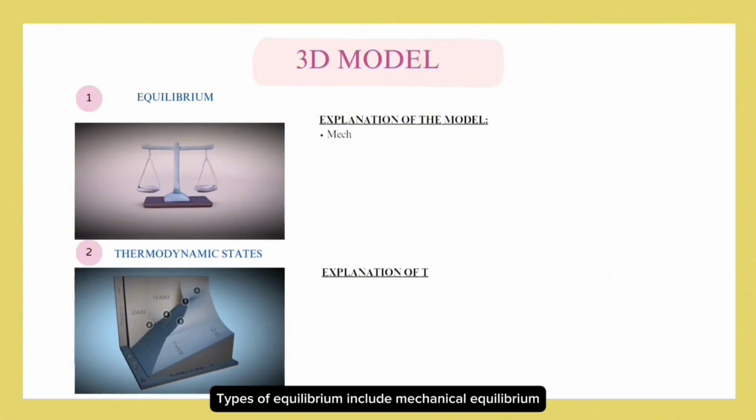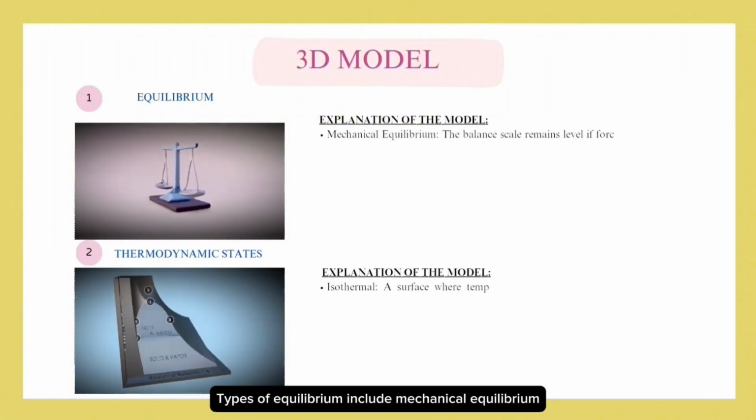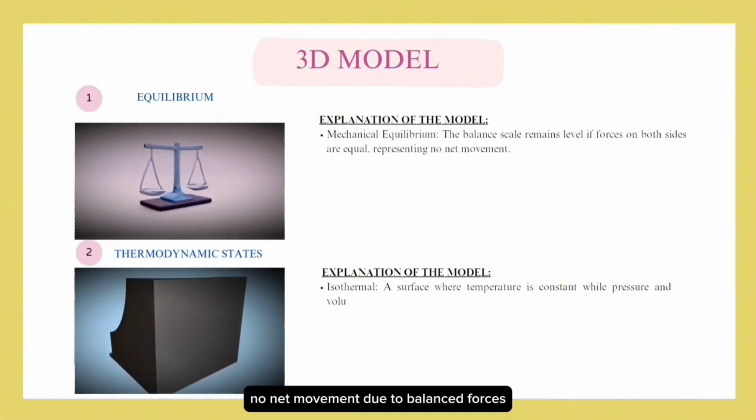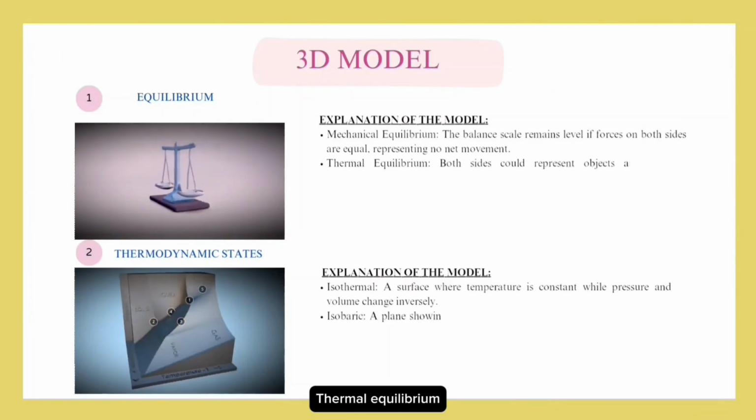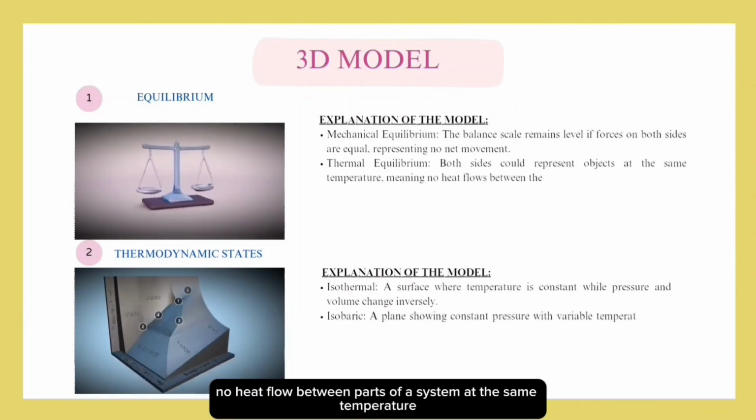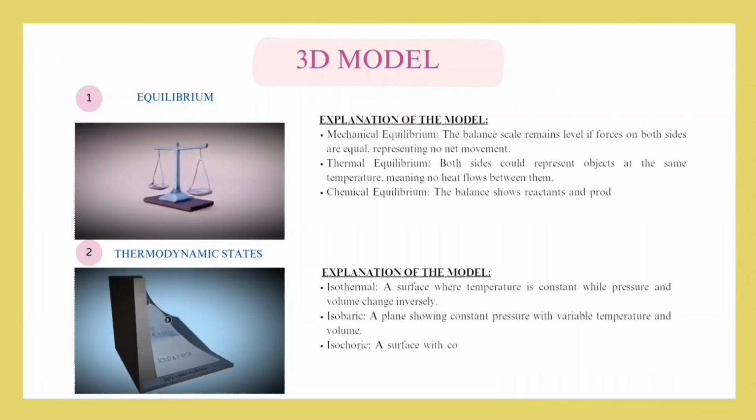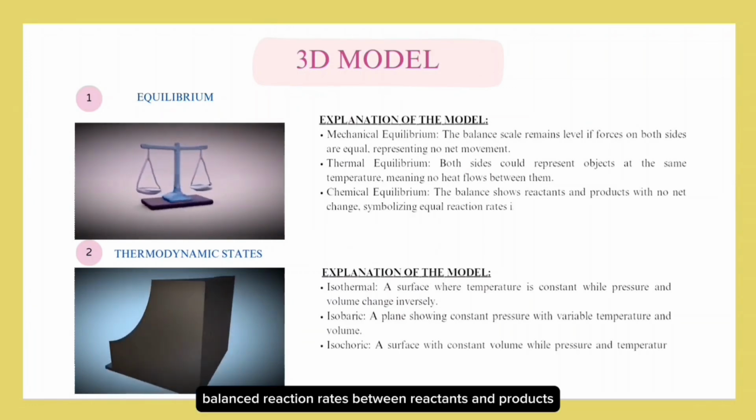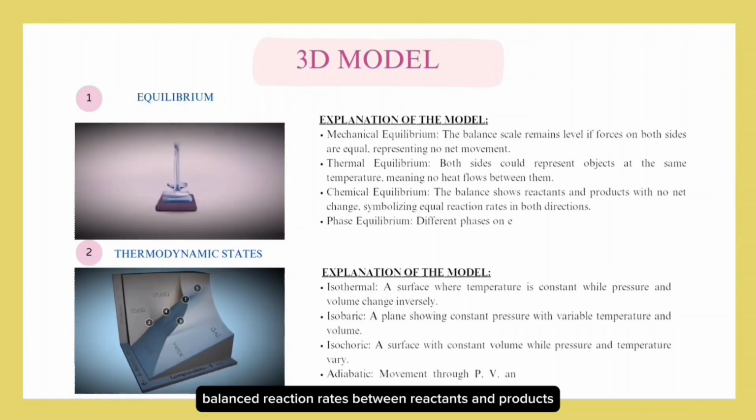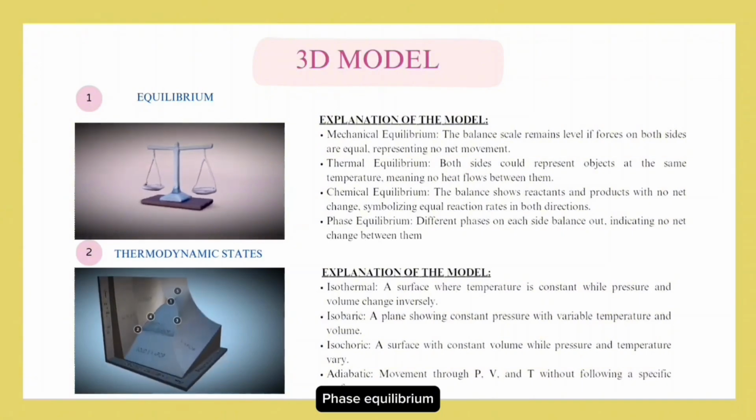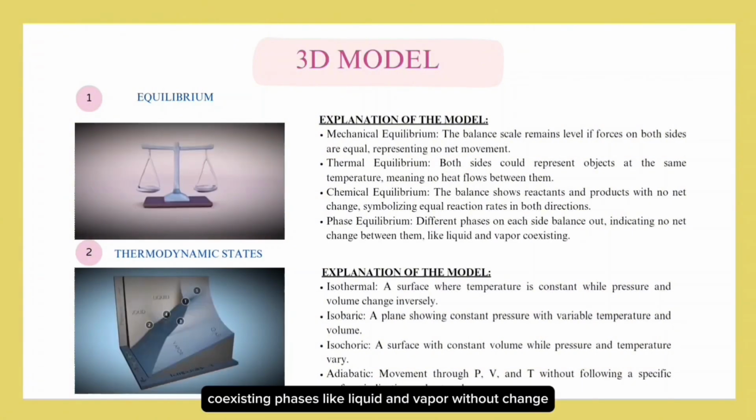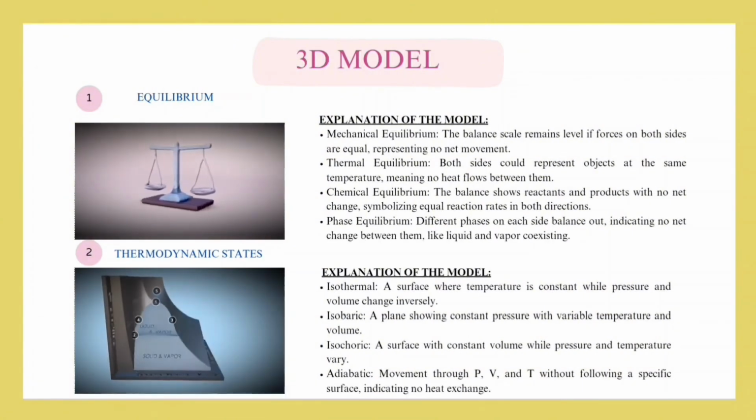Types of equilibrium include mechanical equilibrium, no net movement due to balanced forces; thermal equilibrium, no heat flow between parts of a system at the same temperature; chemical equilibrium, balanced reaction rates between reactants and products; phase equilibrium, coexisting phases like liquid and vapor without change.